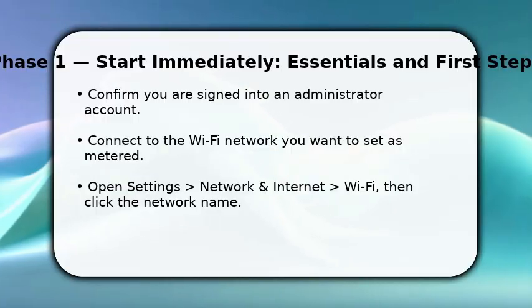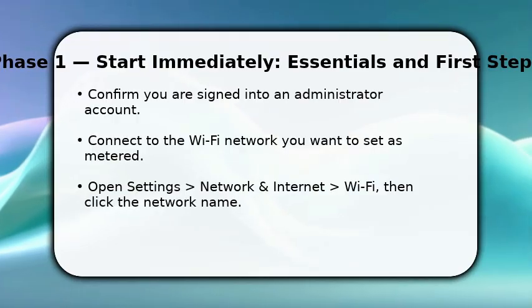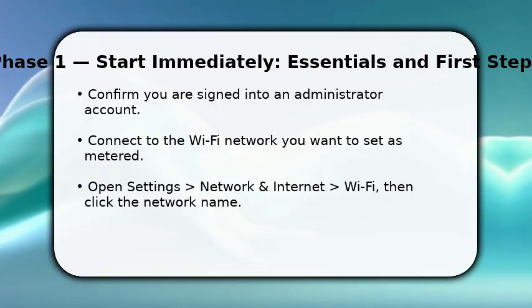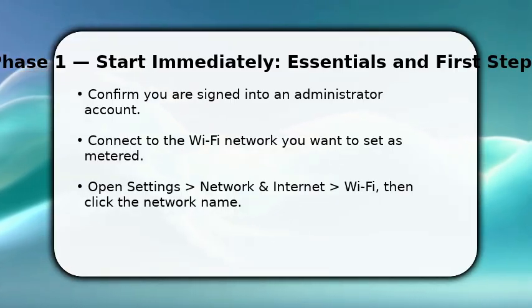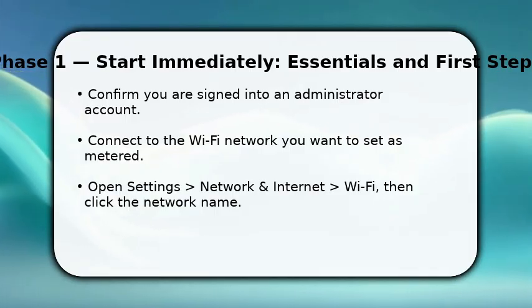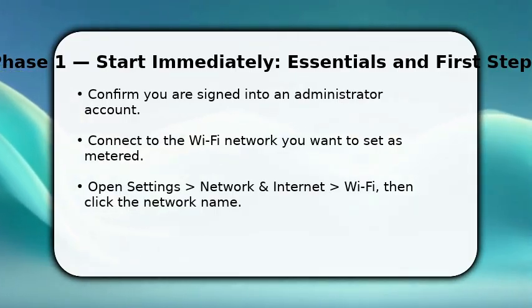You start by confirming admin access. That makes changes persist. Connect to the specific Wi-Fi you intend to limit, then open Settings and go to Network and Internet. Once done, click Wi-Fi and select the network name you're using right now. This is the first actionable step because Windows only shows the metered toggle for an active connection.